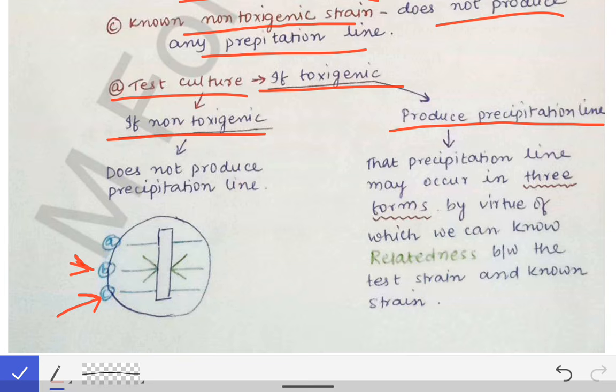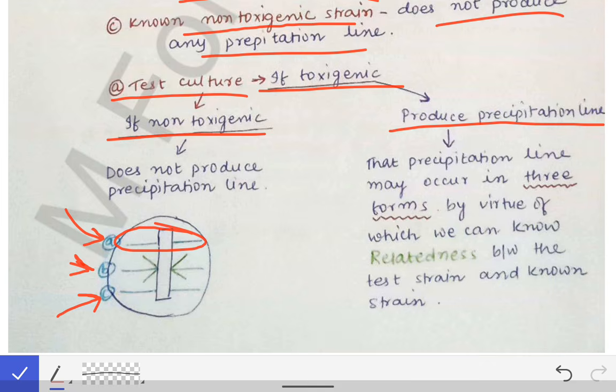But if we see the point A or the streak A, that streak which was done by the test culture, we can see that there is no precipitation line seen around that streak. That means it is a non-toxigenic strain. That's why there is no precipitation line seen with this.